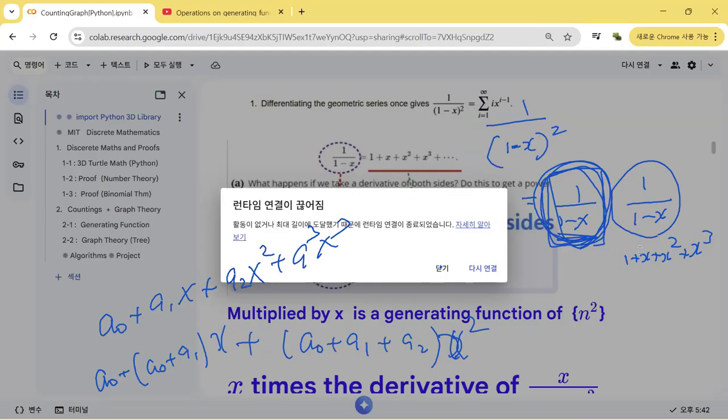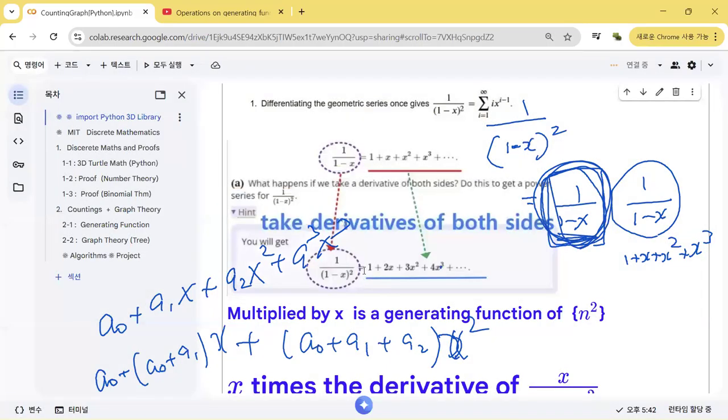you get exactly the same result, okay? Because this one is a0, this one is a1, this is a2. So you get 1 plus 2x plus 3x squared. So this is another beautiful method to find exactly the same result.